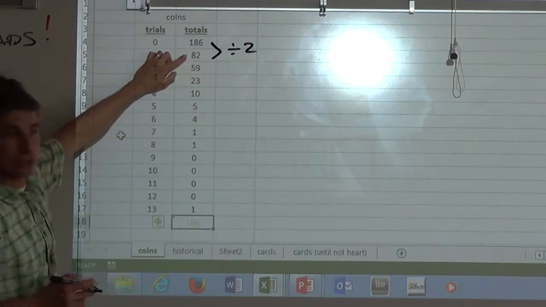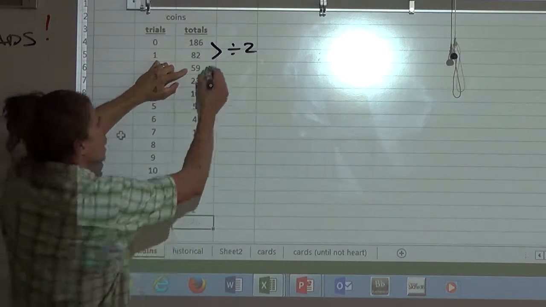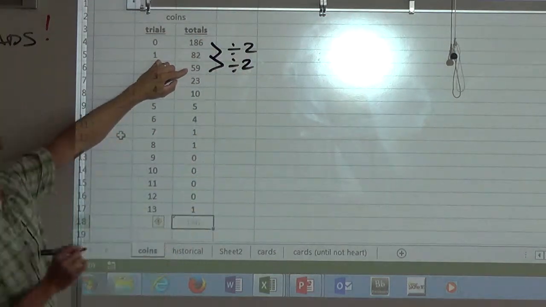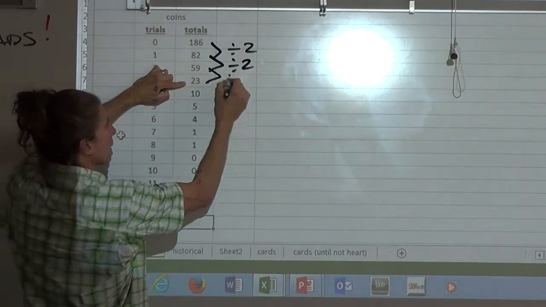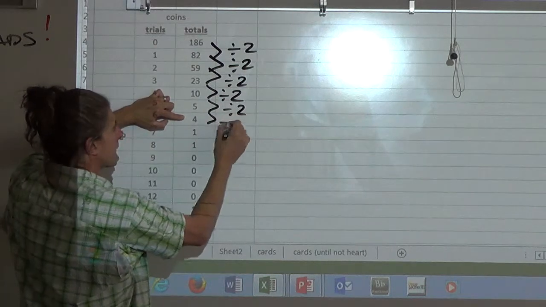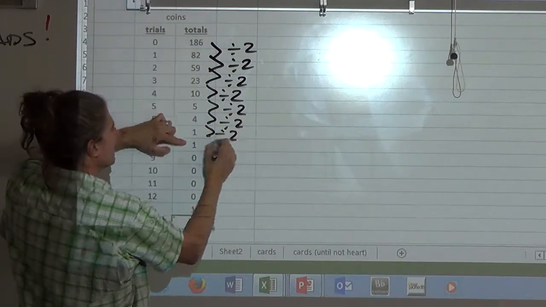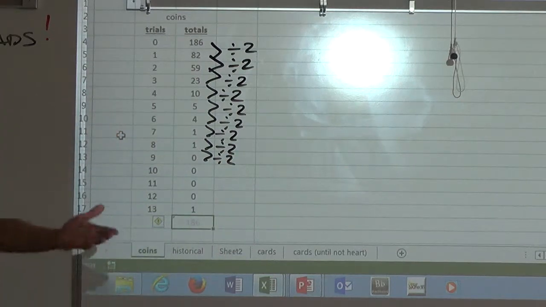But of those, what's going to happen between that and the next? Well, it should be half again, right? It should be half again. And then from here to here, it should be... So what's happening is you're getting this repeated division by 2. Now, is it perfect? Maybe by average, it might be.